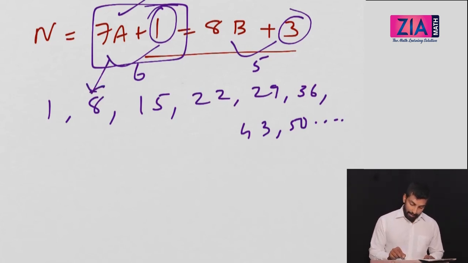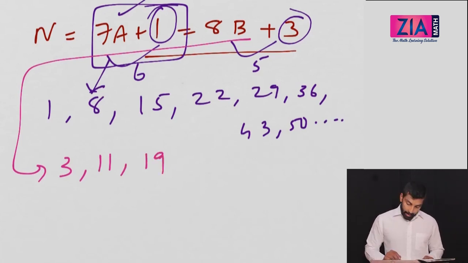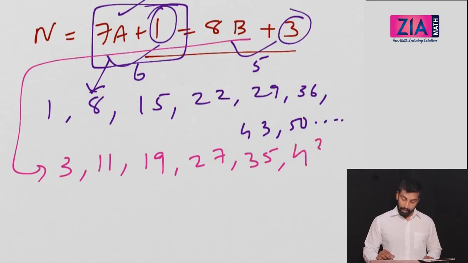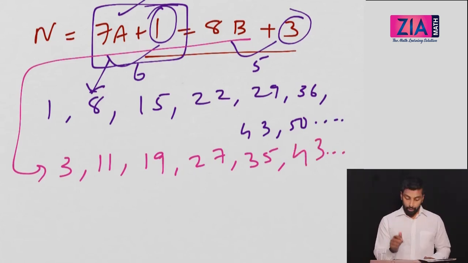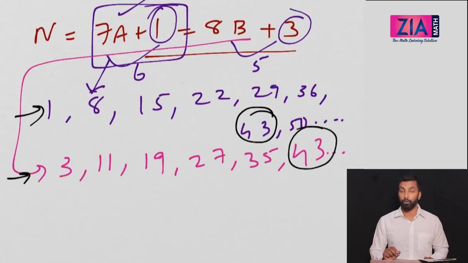Now let's look at the second series. 8b plus 3. When you divide by 8, leaves a remainder 3. What is the first number? 3. Second number? 11. Third number? 19. Then you get 27, then 35, then 43, etc. So you saw the numbers which will come in both series. Now you need to see where you get a common number. If you see here, you have 43. If you see here, you have 43. So 43 is the first possible number which satisfies both conditions.